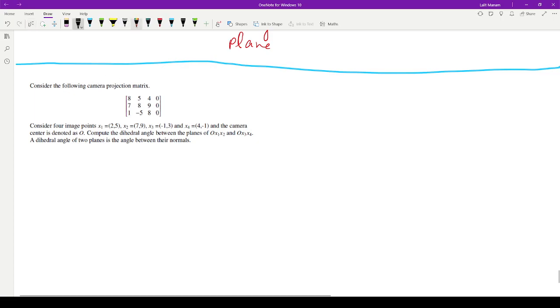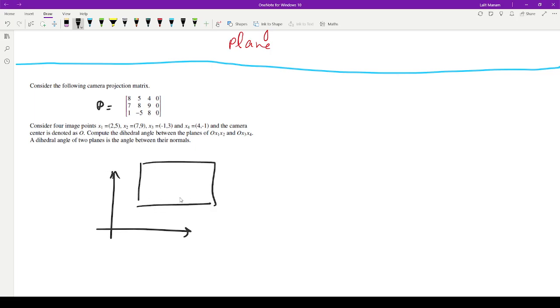Okay, so we are dealing with projection matrices completely. Of course, the lectures were on projection matrix. So we are given a projection matrix and we are given points like this. So this is our image plane. So we have x1 somewhere here, x2 is 7 comma 9, x3 should be somewhere here and x4 should be somewhere here.